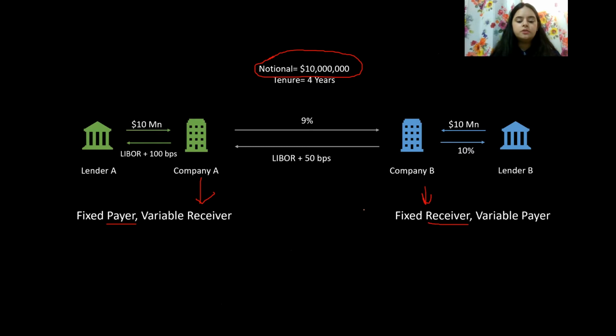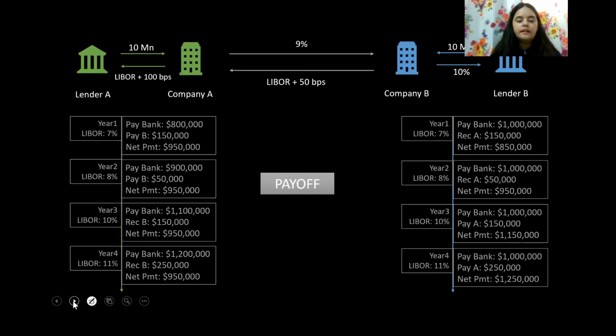Now let us get into the cash flow working of this whole swap. How will the cash flows take place in the tenure of 4 years mentioned here? Here we are. This is the timeline I've drawn of company A. This is the timeline of company B. They have entered into a swap of company A paying company B a fixed rate of 9% and company B paying company A a variable rate of LIBOR plus 50 bps. So let me zoom in here.